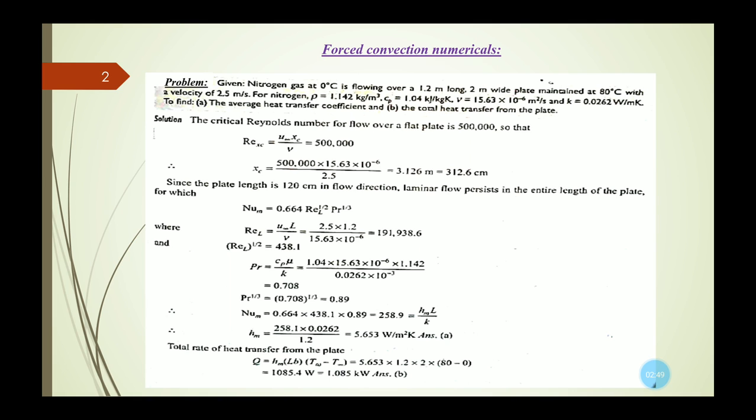Now, in this numerical, we need to find the average heat transfer coefficient and the total heat transfer from the plate. So, some values of different parameters are given, and based on those values, we need to calculate two different things, which are the average heat transfer coefficient and the total heat transfer from the flat plate.